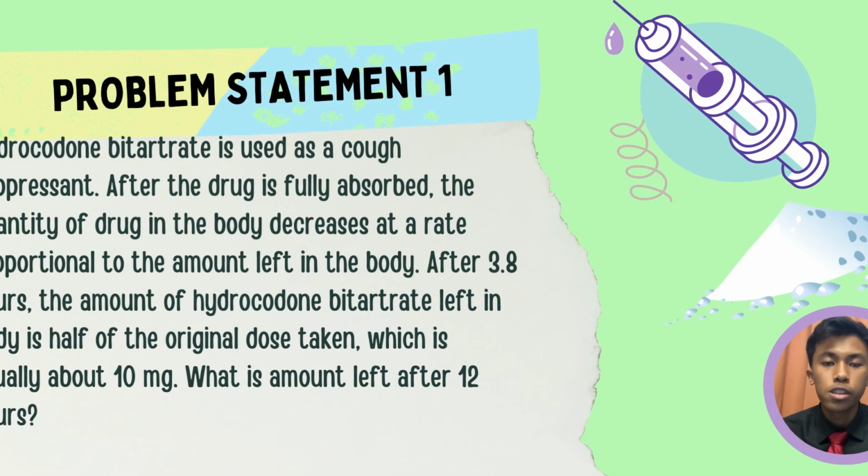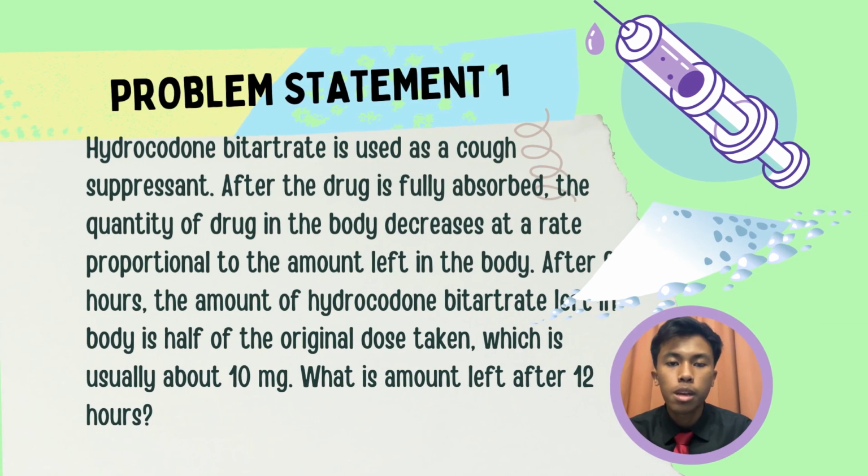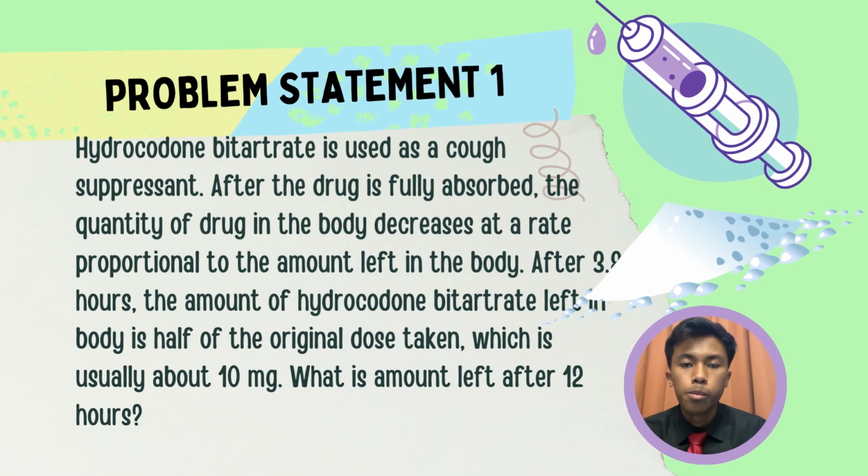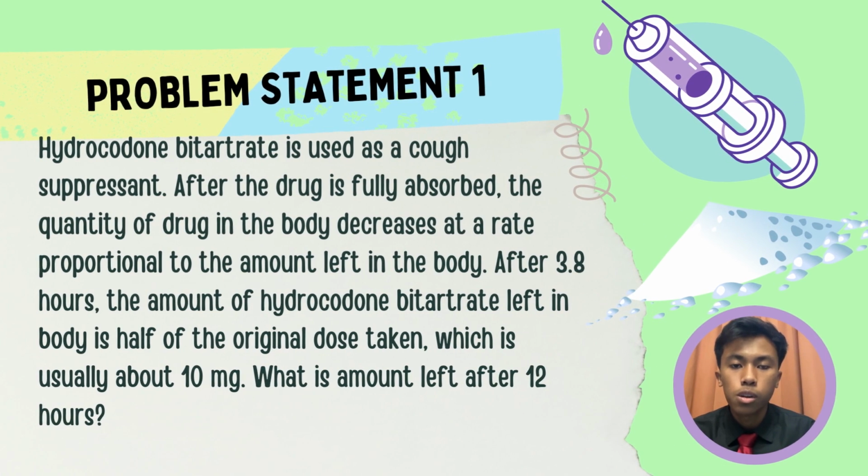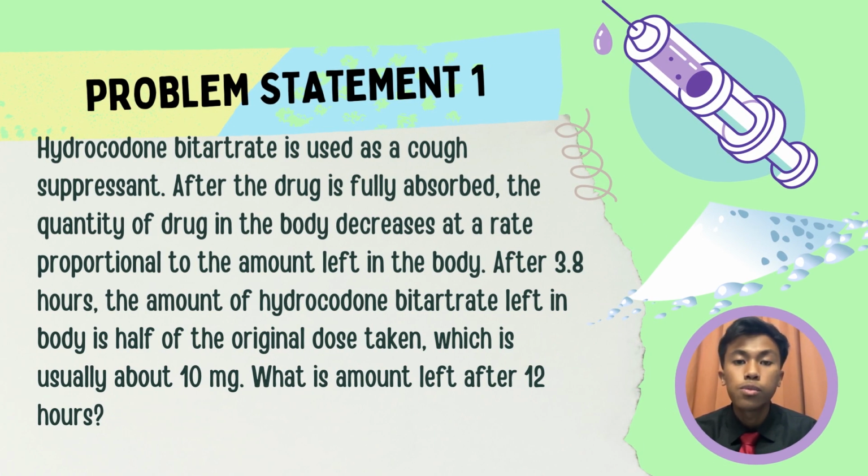Hi, my name is Nick Zikri. Today I will present problem statement 1. Hydrocodone bitartrate is used as a cough suppressant. After the drug is fully absorbed, the quantity of drug in the body decreases at a rate proportional to the amount left in the body. After 3.8 hours, the amount of hydrocodone bitartrate left in the body is half of the original dose taken, which is usually about 10 mg. What is the amount left after 12 hours?